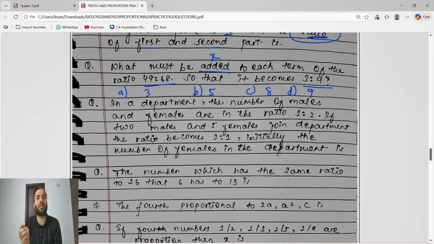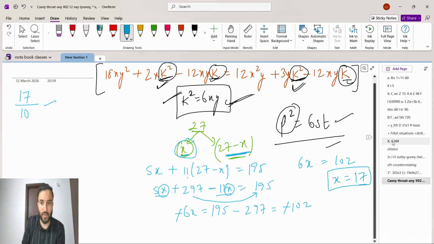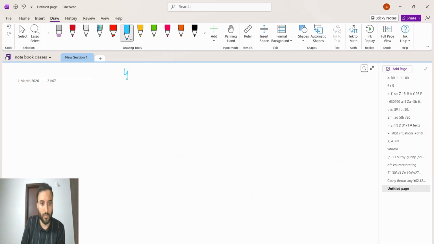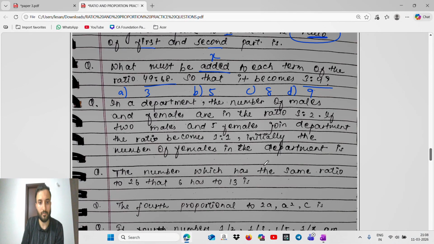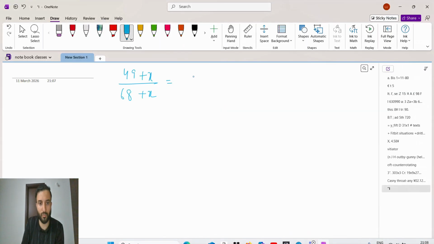They ask what must be added. So I will say x must be added to each term of the ratio 49 is to 68. So guys, we know the ratio is 49 is to 68. They said what must be added, so I will take x must be added to this, so that it becomes 3 is to 4.